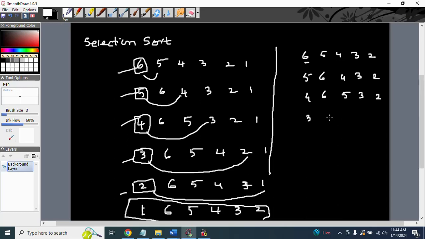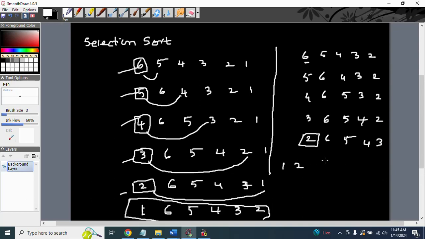4 and 3 I compare, 3 6 5 4. Then again I'll compare 3 with 2. 2 is smaller, so 2, 6, 5, 4, 3. So friends, if you observe now, in the second iteration, the second element came and settled in its right place. So 1 and 2 got settled in the right place.